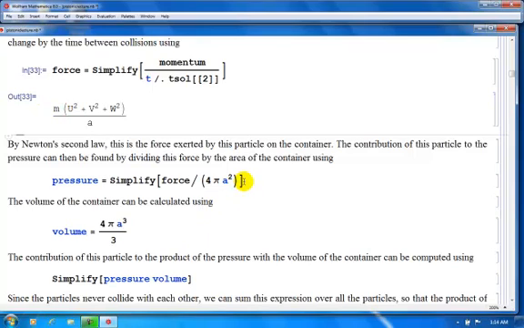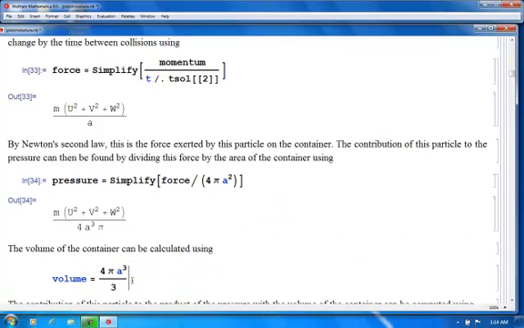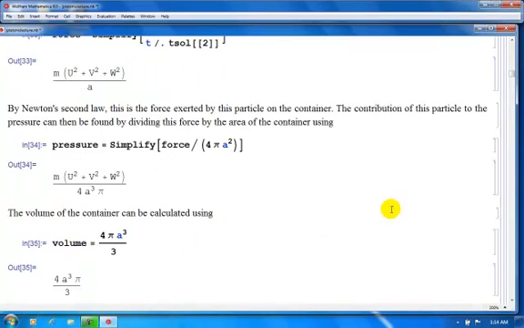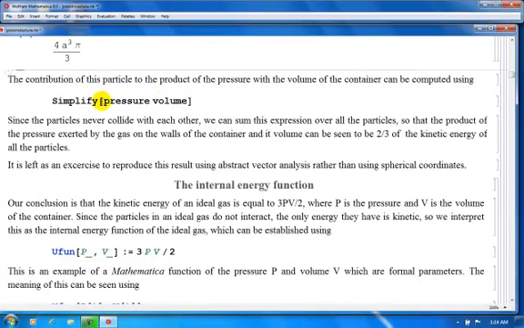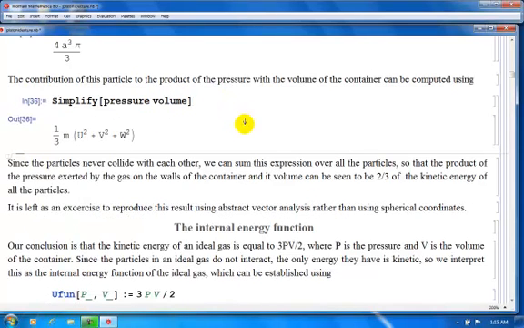If we now divide the force by the area, then that should give us the pressure. So we do that. And the volume of the container, of course, is given by that. So we can multiply the pressure by the volume and see what we get. Well, that is exactly 2/3 of the kinetic energy. And since the particles never collide with each other, we can sum this expression over all the particles. So the product of the pressure exerted by the gas on the walls of the container and its volume can be seen to be 2/3 of the kinetic energy of all the particles.